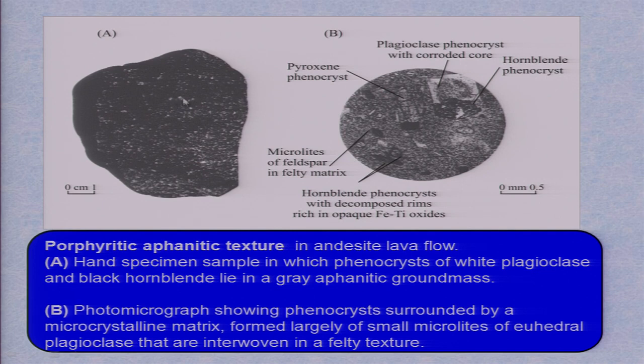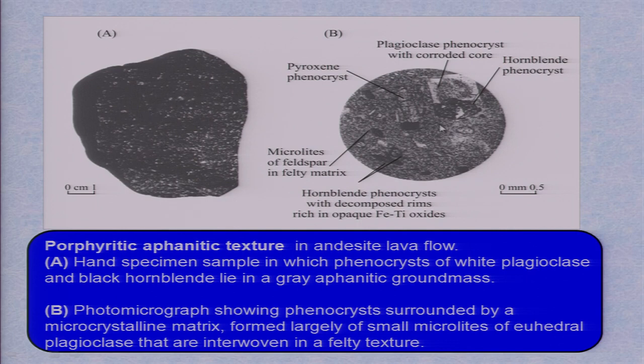See here in the slide, this white colored plagioclase phenocryst is lying within the black colored glassy groundmass, and black hornblende, like in a gray aphanitic groundmass. The hornblende is actually black in color, which you cannot see in this background, because the background is glass, which is also black in color, but the white phenocryst of plagioclase is clearly identified.